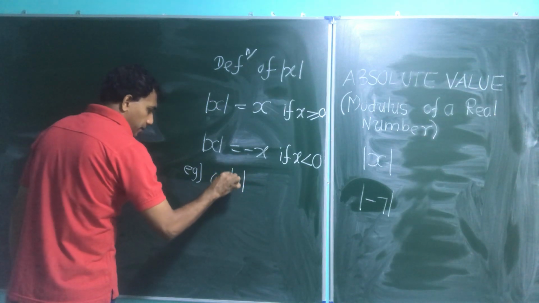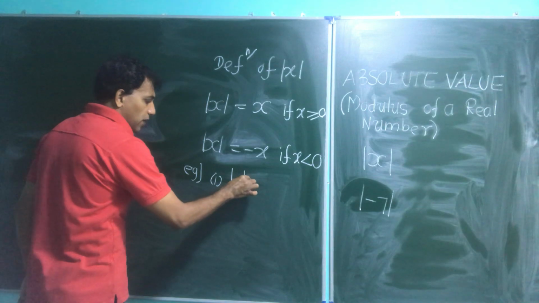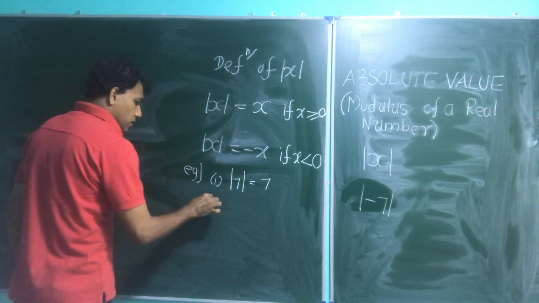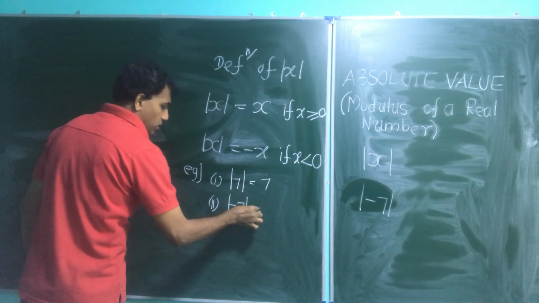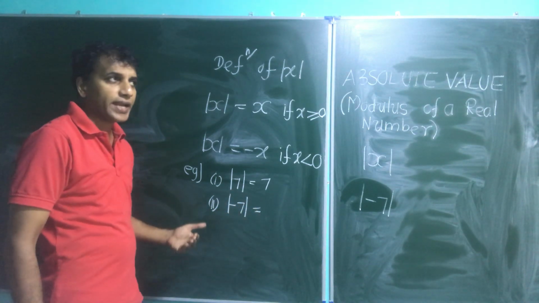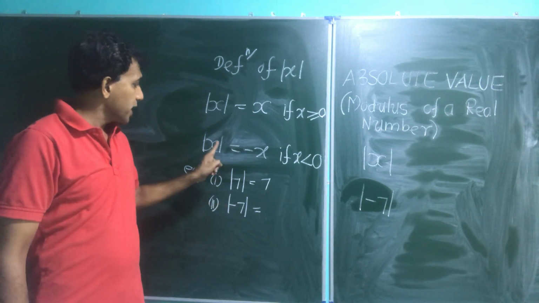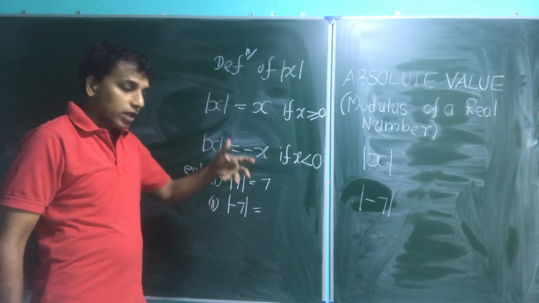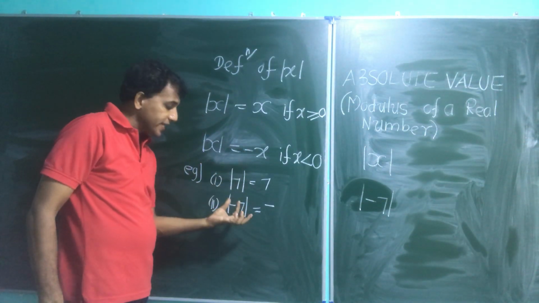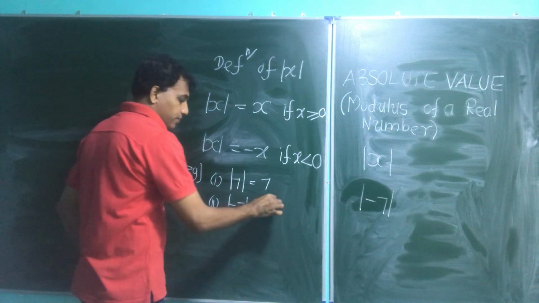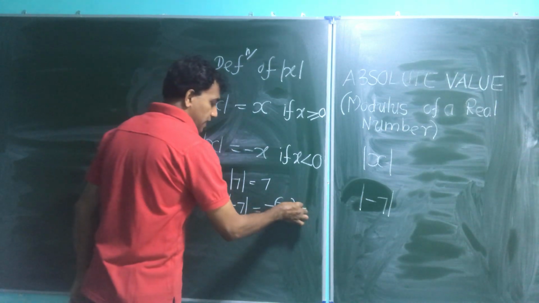Modulus 7. It is positive, therefore that is 7. Modulus minus 7. What do we mean by modulus minus 7? Inside the modulus is a negative number, so x is negative. Therefore you write an additional minus, an extra minus, with what is inside: minus of minus 7, finally plus 7.